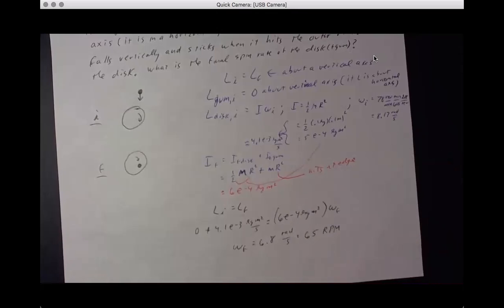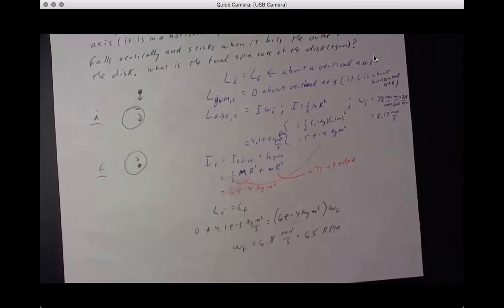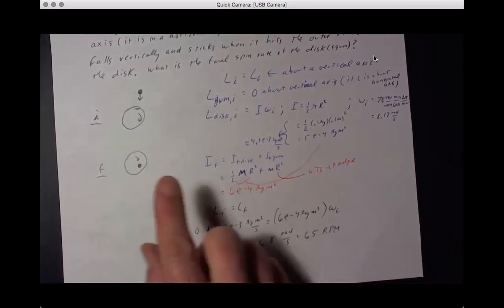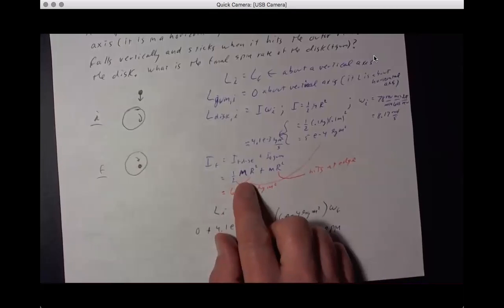And so that is another problem where you have something that is moving, but since it's moving the wrong way to give us any rotation, it doesn't contribute, and we just get a 0 for that piece. But it does contribute to the moment of inertia in the final case, and that gives us our reduction in the final rotation speed because the moment of inertia is increased, right? Moment of inertia goes up, which is essentially what's happening here.